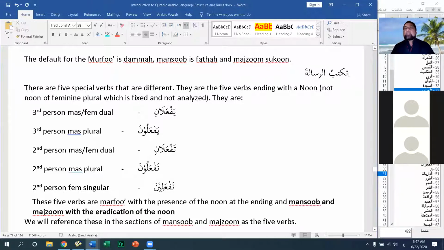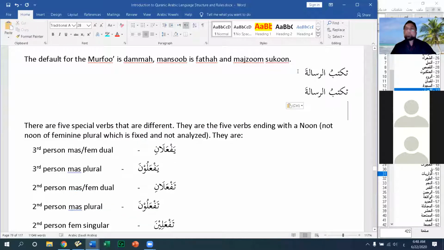If we make this verb mansub, let's take the same sentence, Control C, and Control V. If I were to say to you, you will never write the letter because somehow you're being lazy. You're not getting to it, right? Lan taktuba, we put lan in front, and we will find out all the reasons later. So this is one example. When you use lan, we call it حرف النفي للفعل في المستقبل. This negates the verb in the future.